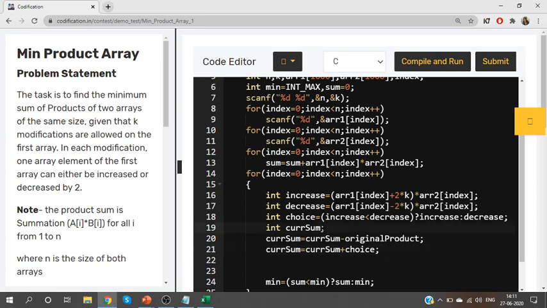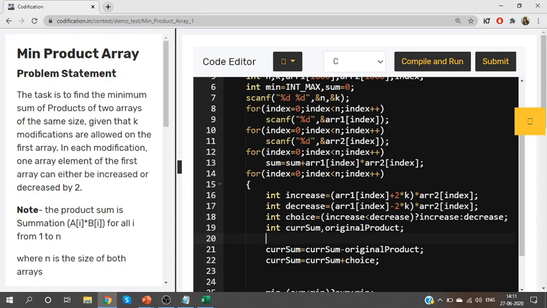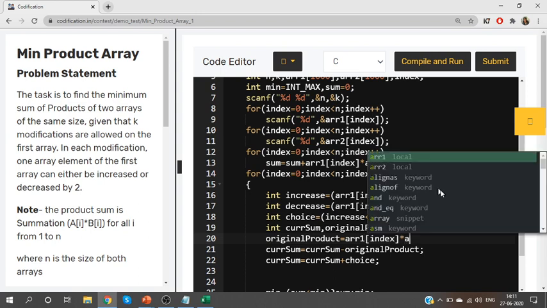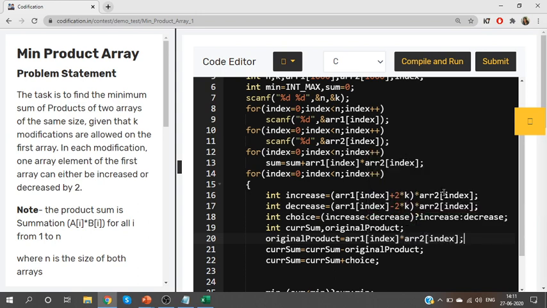So the question is, how will you calculate the original product? We need the original product, right? The original product is the product without modification. Array of 1 of index into array of 2 of index. No modification. Don't add anything, don't subtract anything. With nil modifications, whatever value you have, that is your original product. So remove the original product, then add the chosen value, that will give the current sum.